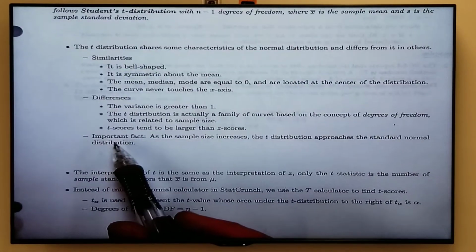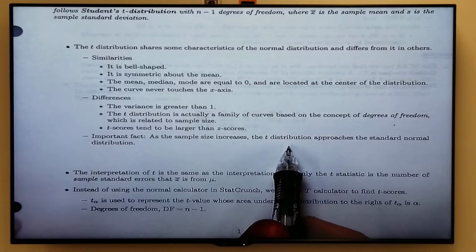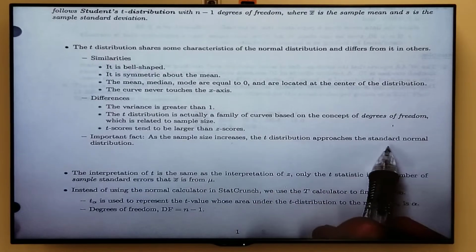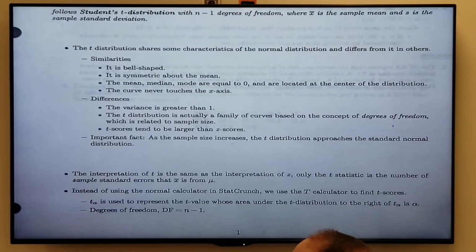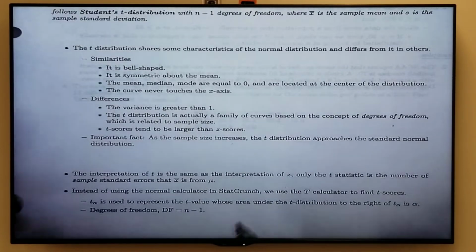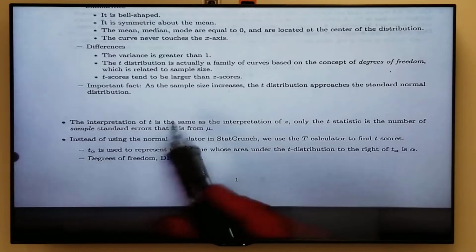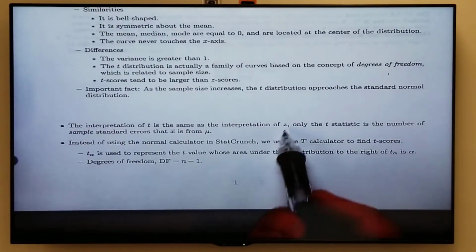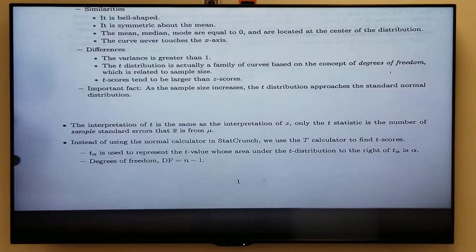As the sample size increases, the t distribution is going to look more and more similar to the normal distribution. I'll pull up the normal distribution and the t distribution in StatCrunch in a second, so we can compare and contrast them. But the interpretation of t is the same as the interpretation of z. It's the number of sample standard deviations that x bar is from the mean.